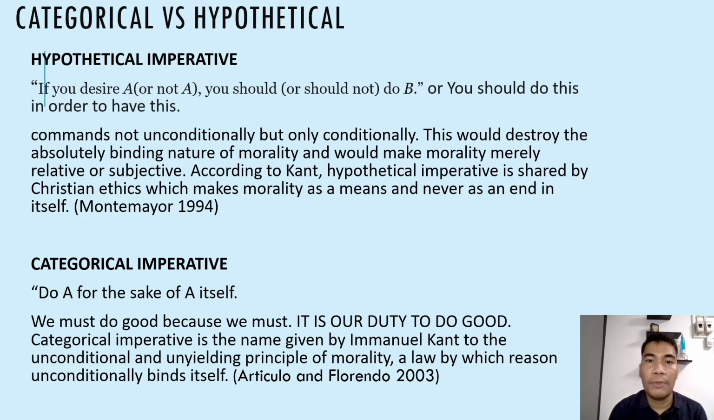According to Kant, the hypothetical imperative is shared by Christian ethics, which makes morality a means and never an end in itself. The Christian, for example, unlike the Kantian, does not do good merely for the sake of doing good, nor practice virtue for virtue's sake. Christian ethics does good and practices virtue for an ulterior motive. He does this as a means to the ultimate end, to attain perfect happiness with God in heaven. So there is a condition in doing good.